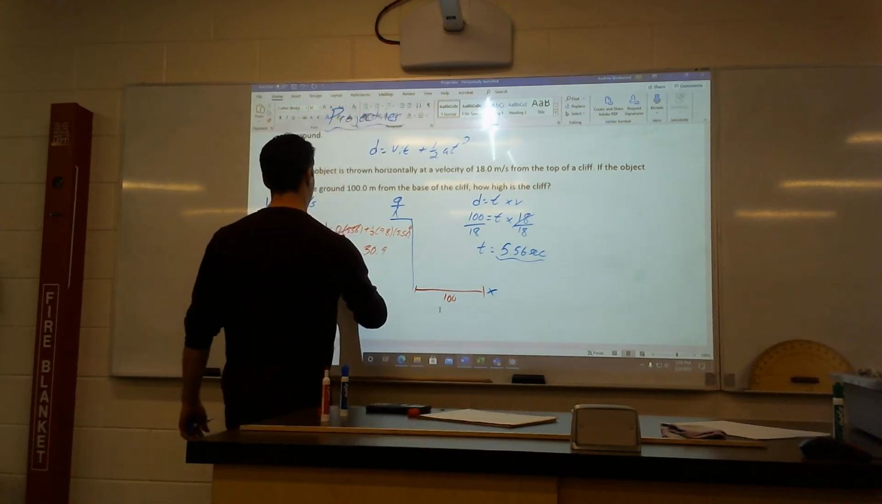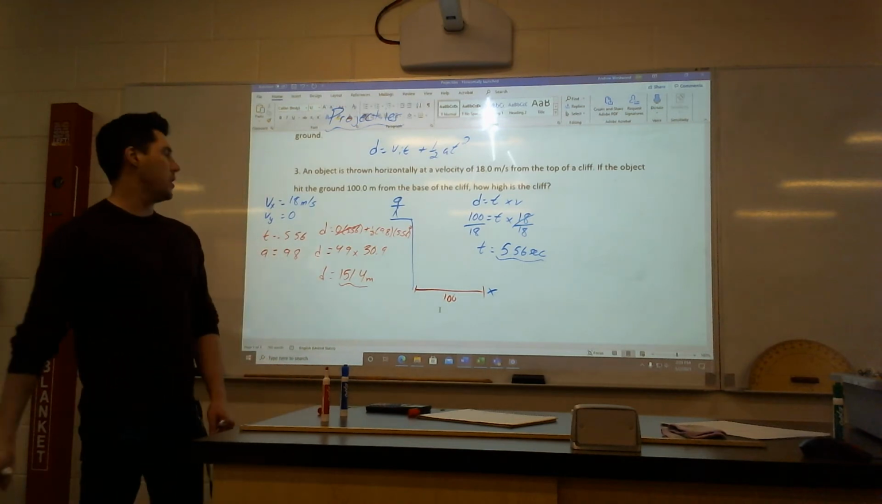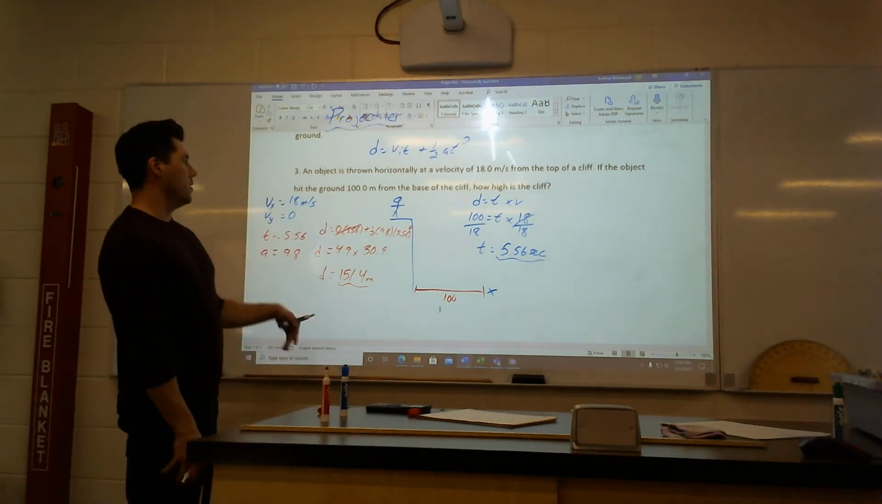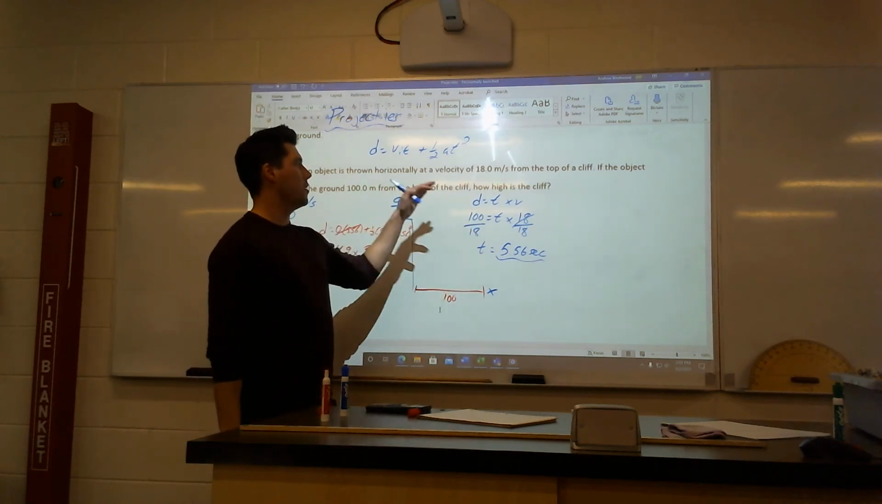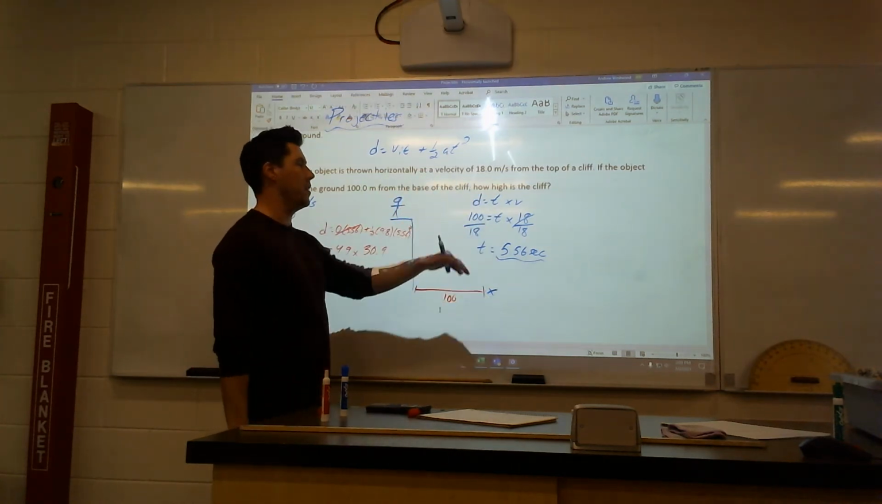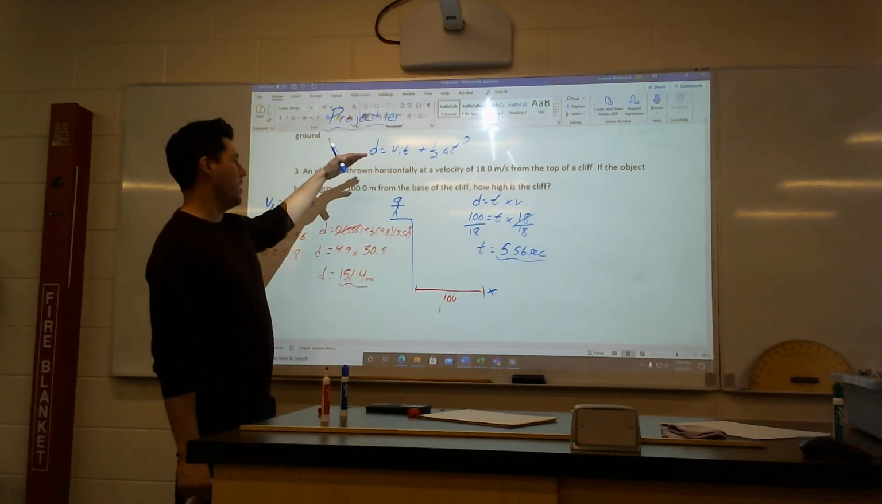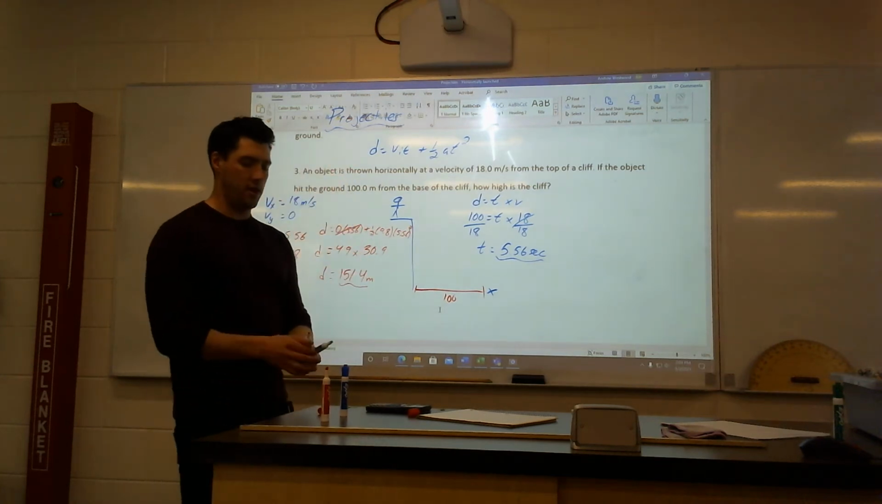151.4 meters. Okay? So there you go. You can get the time as long as you have two x components, your distance and your velocity. You can get your time right away, and then you can figure out the distance of the actual cliff. Cool, there's example 1.